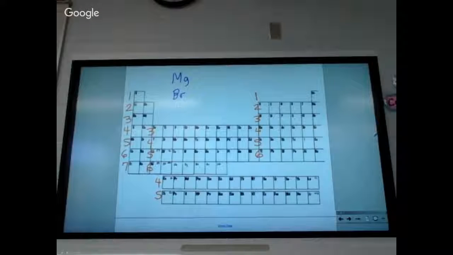All right, so if we do magnesium, what do we read first? 1s2, 2s2, 2p6, 3s2. All right, for bromine, 1s2, 2s2, 2p6, 3s2, 3p6, 4s2, 3d10, 4p5. Yeah, 4p5. It could go to 4p6, but since we're doing bromine, you should end on 4p5.